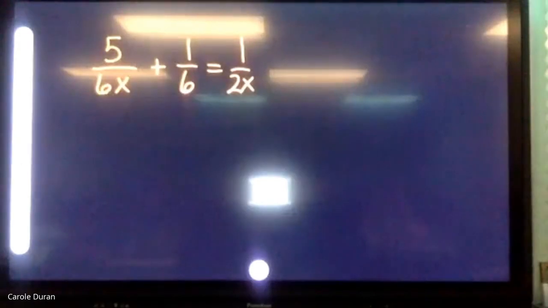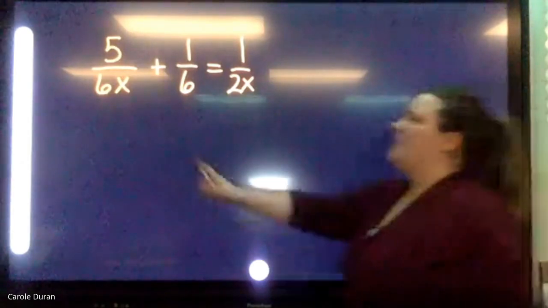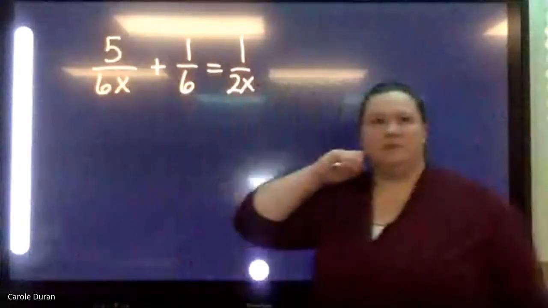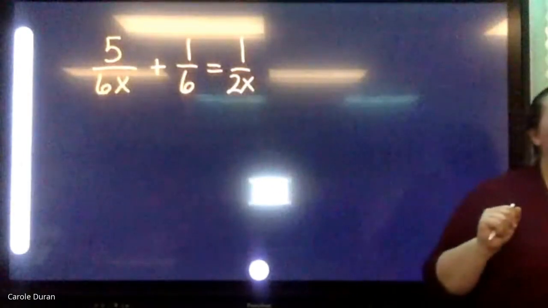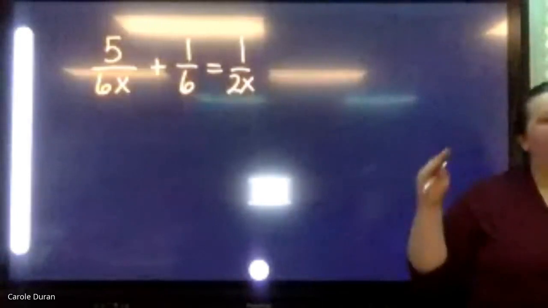Okay, so what we're going to do is we are going to identify what is shared between my denominators, and then we're going to create like denominators on all three terms. So I notice that I have a 6 and an x on the first one, I have a 6 on the second one, and I have a 2x on the third one. I need to break everything down as far as it will go.